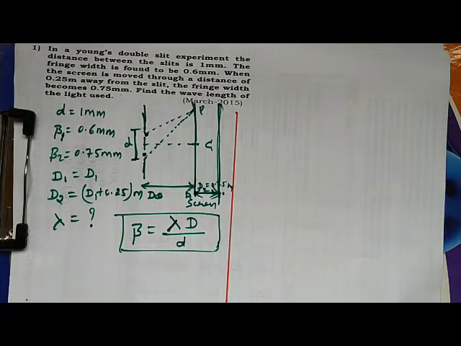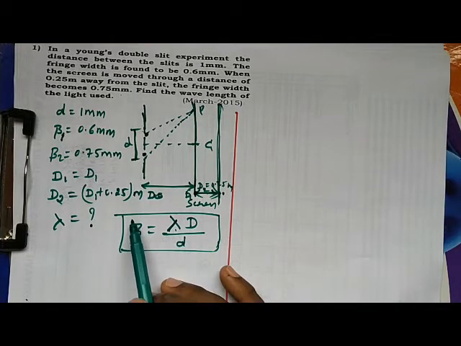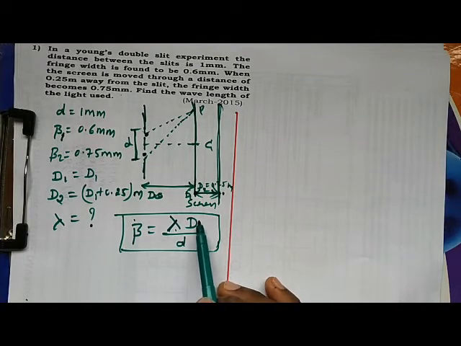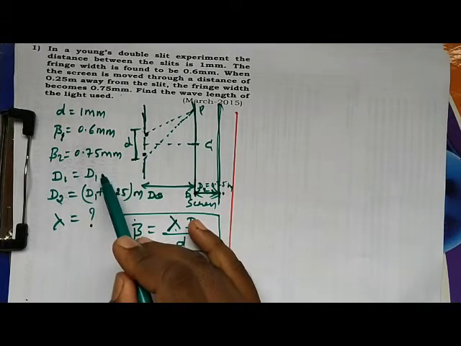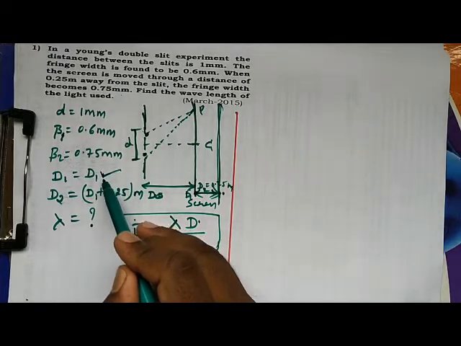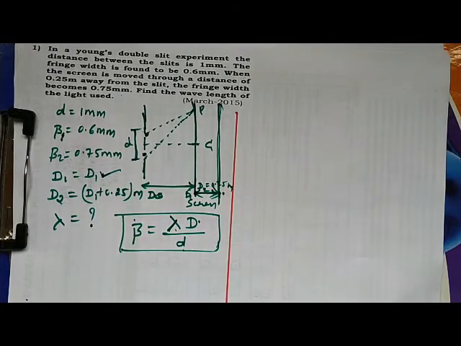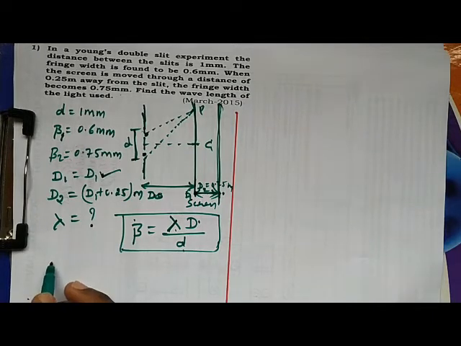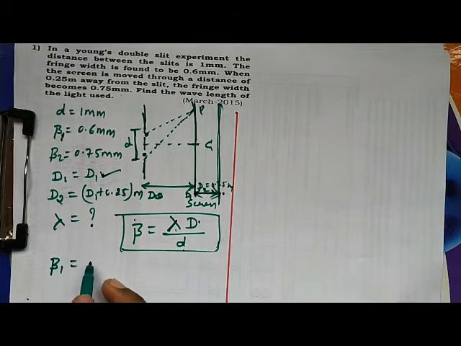To calculate lambda, we need the fringe width, the initial distance and the distance between the two slits. But here we don't know the d1 distance. So let me first find the initial distance between the slit and the screen. In the first case, take it as beta 1 fringe width, so beta 1 is equal to lambda d1 divided by d.